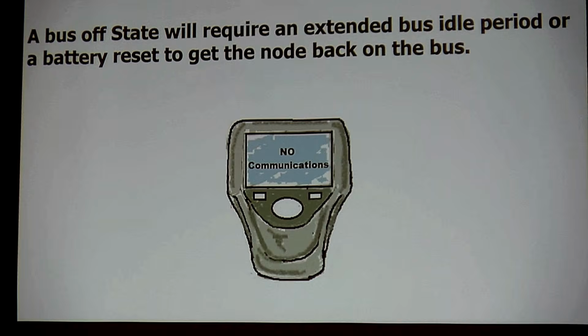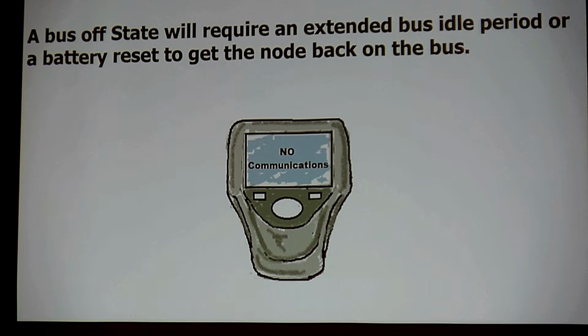In a bus off state, he cannot communicate. He's exiled. They're going to limit the damage he can do. By 256 points, they figure that this guy's so bad that he's just destroying the rest of the messages on the bus. So he no longer can do anything. He doesn't listen. He doesn't communicate.